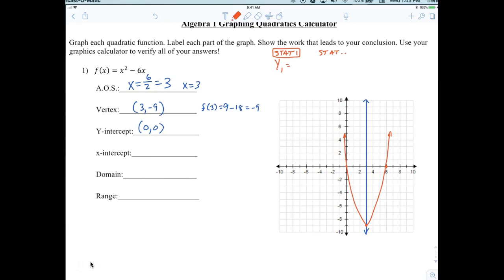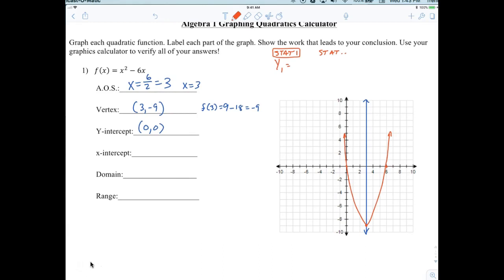I promise you your calculator never makes a mistake, kind of like me. It's not going to make a mistake. It is a user error. If it didn't work, it's because you didn't do it correctly. It's not the calculator, I promise. I've been doing this a long time. The calculator never makes a mistake.